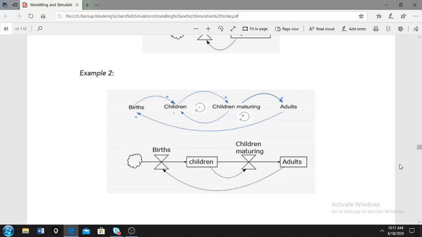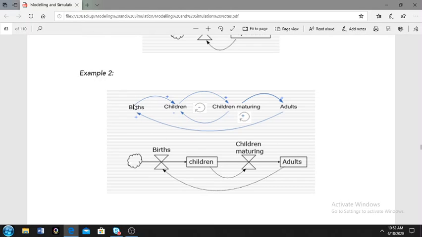Here we have the source, here we have the sink. Here we have children, children maturity, and adult. Birth, we said, so the more you have birth, the more you have children. So let's start with these. This is a causal graph which is translated into a stock and flow graph.